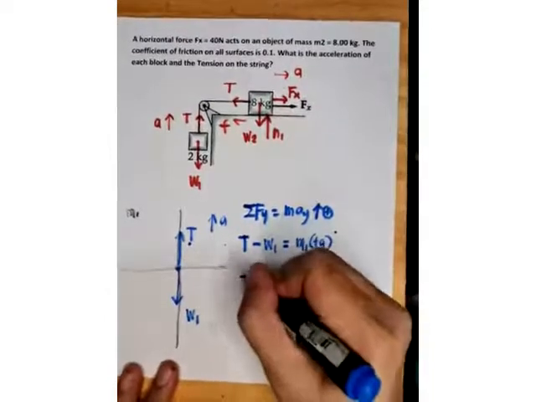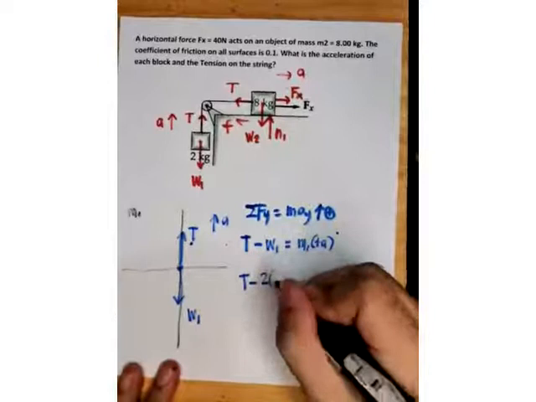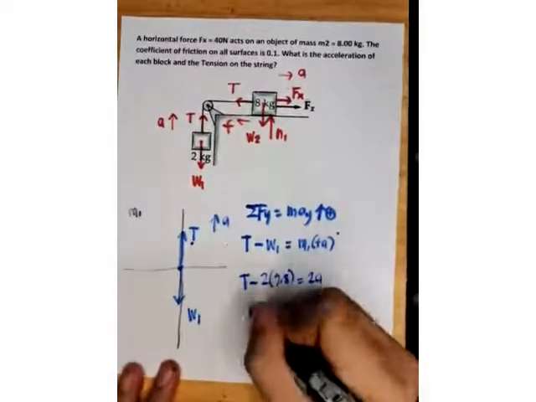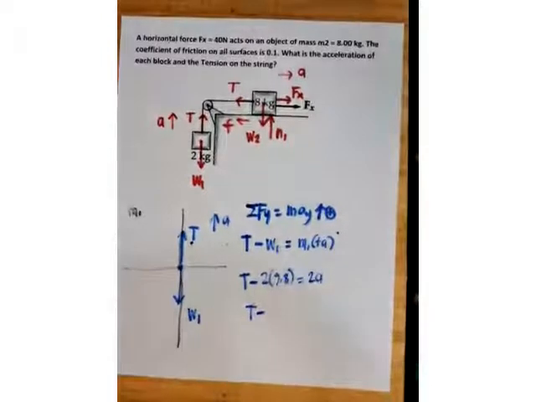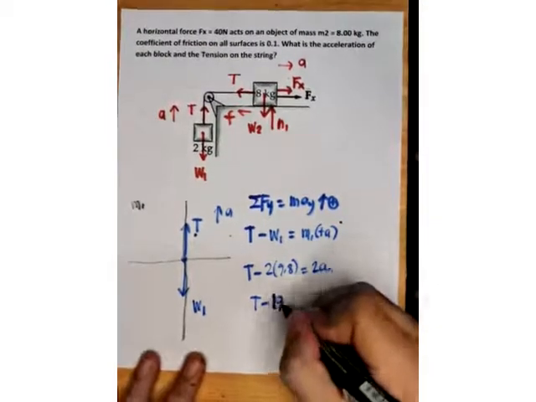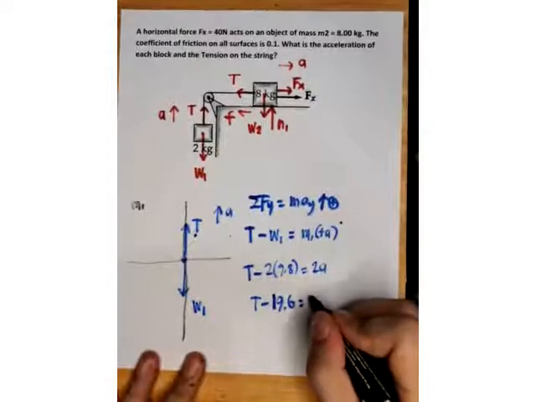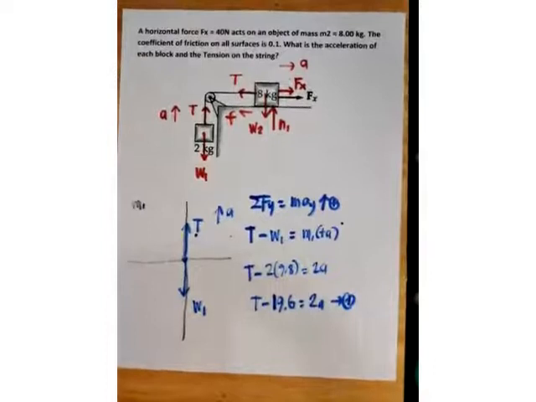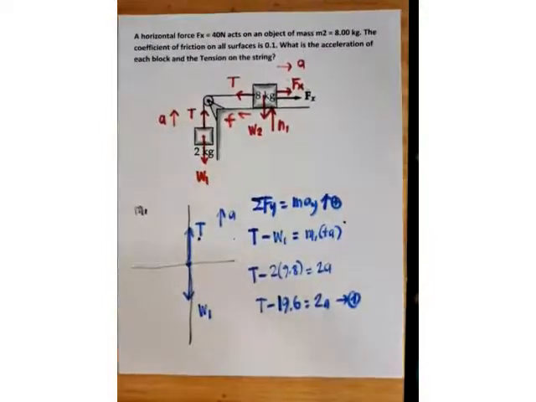So this is tension minus 2 times 9.8, that's equal to 2a. So that's T minus 19.6 is equal to 2a. So this will be our first equation. Let that be our first equation. A question: how did we arrive at that equation?